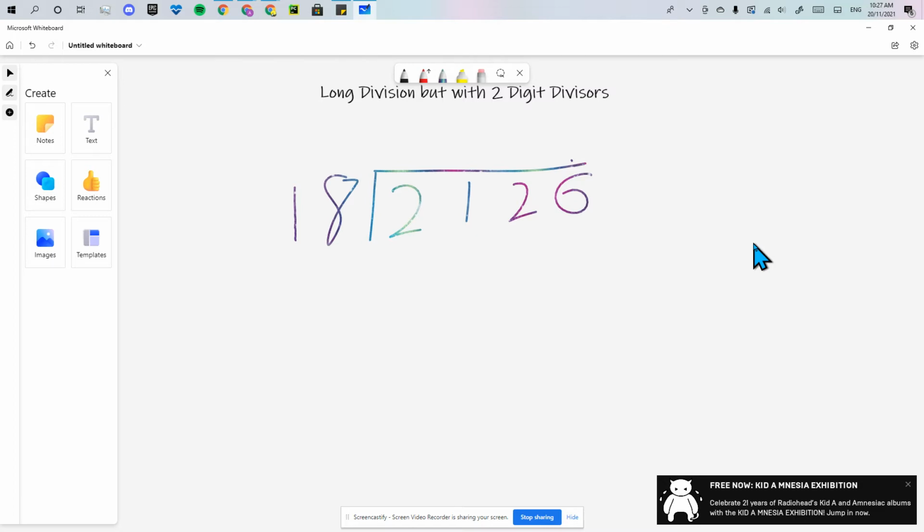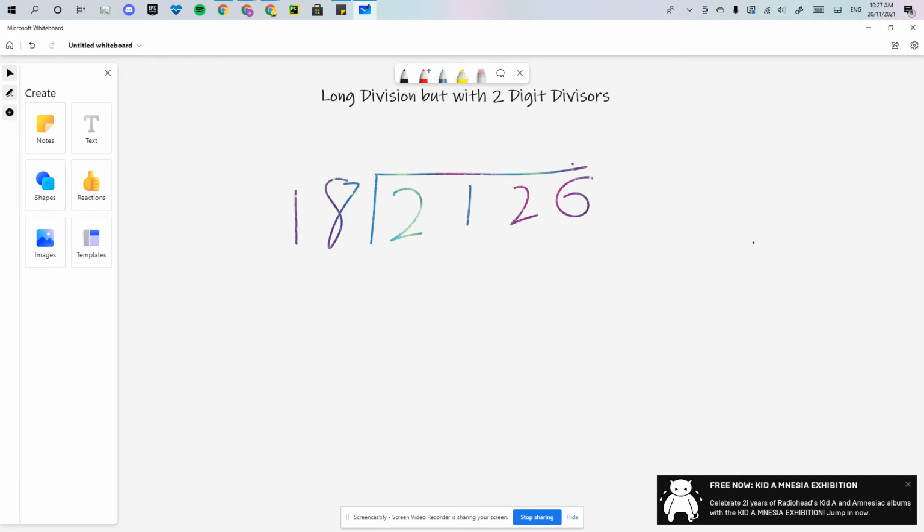So here we have 18. So we have to ask ourselves a really important question first of all. We have to ask ourselves when we're dividing with each digit of the dividend, how many 18s go into 2 or almost 2? 0, because 18 is too big of a divisor. So we put a 0 up here.